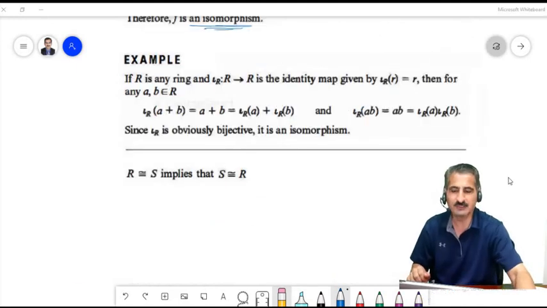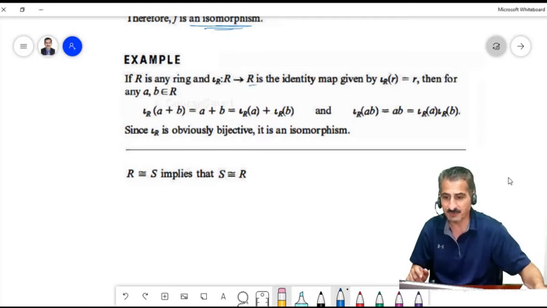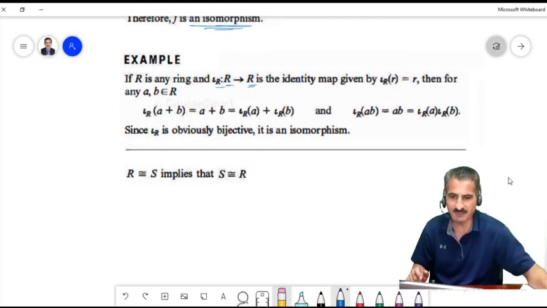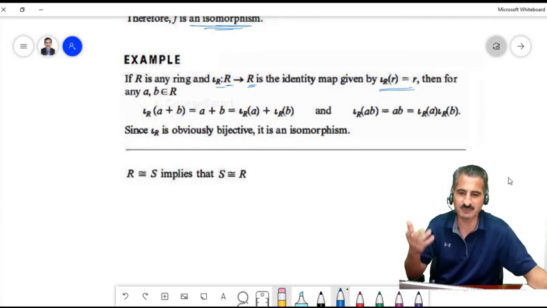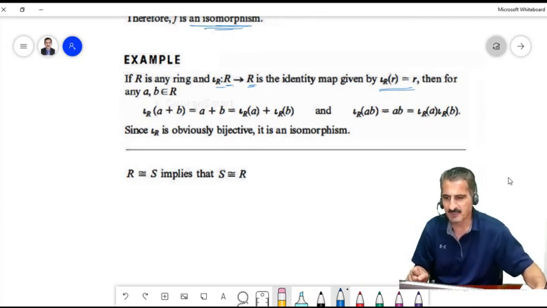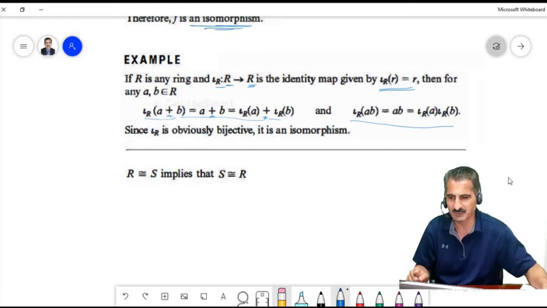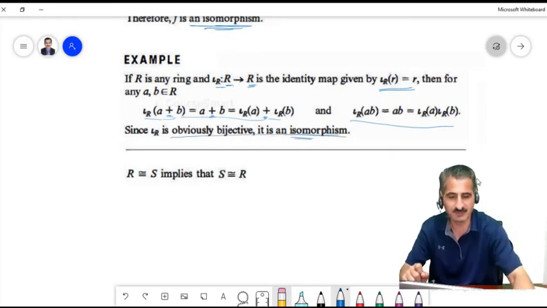The identity map is always from a ring to itself, which is given by I of r equals r, small r. So we're doing nothing. So easily the identity distributes over the addition, and same thing for multiplication. So the identity is always an isomorphism from a ring to itself.